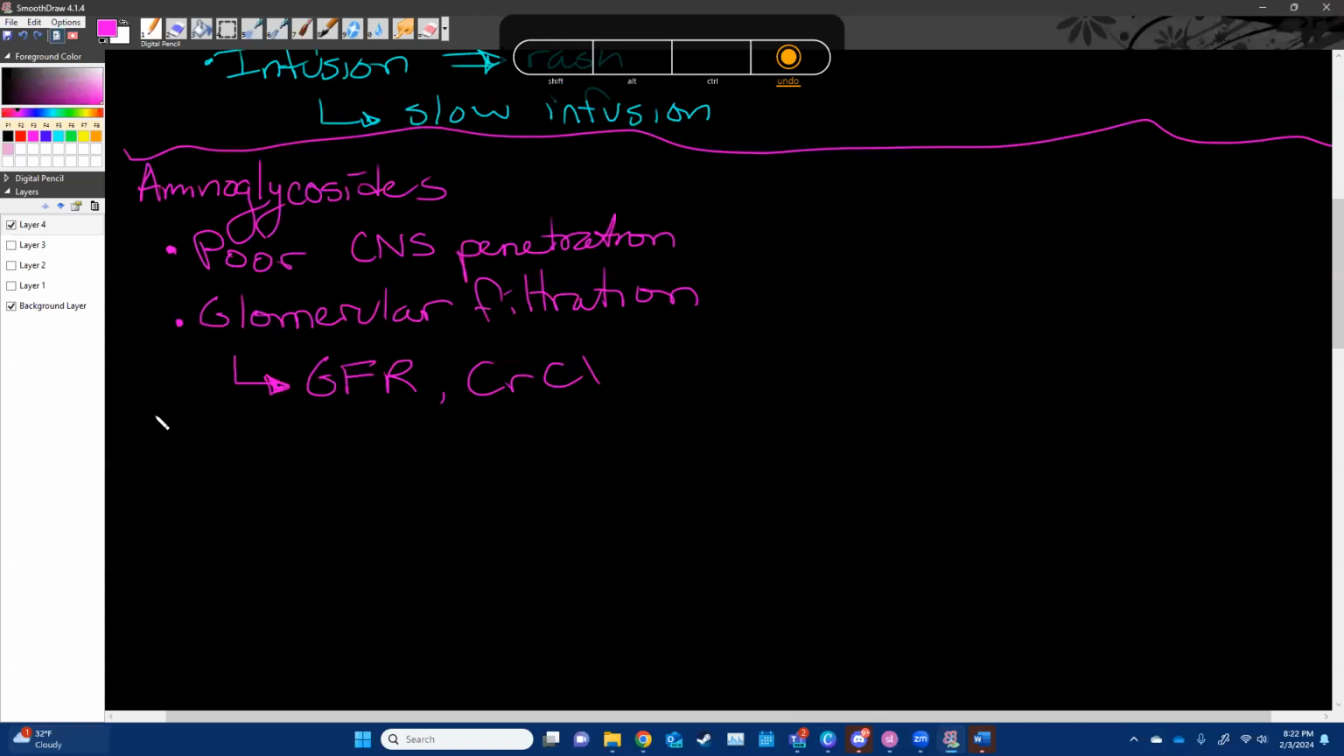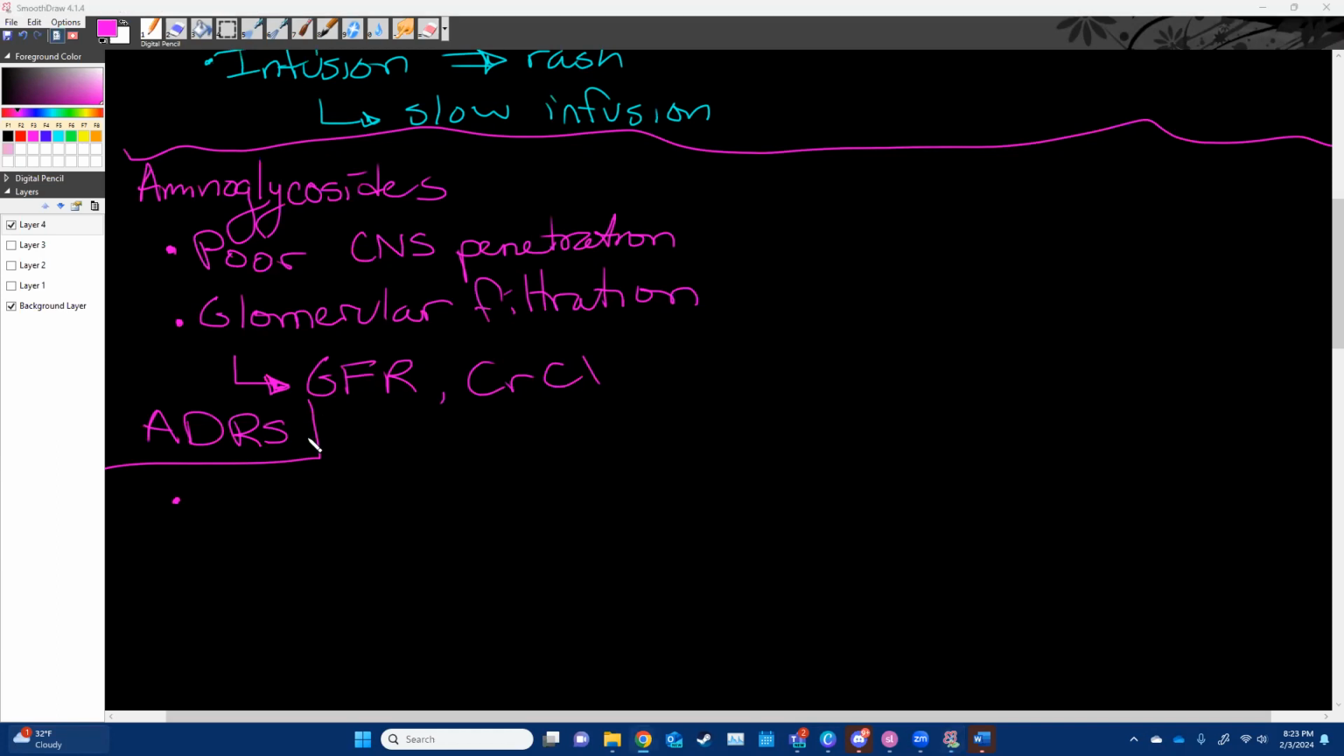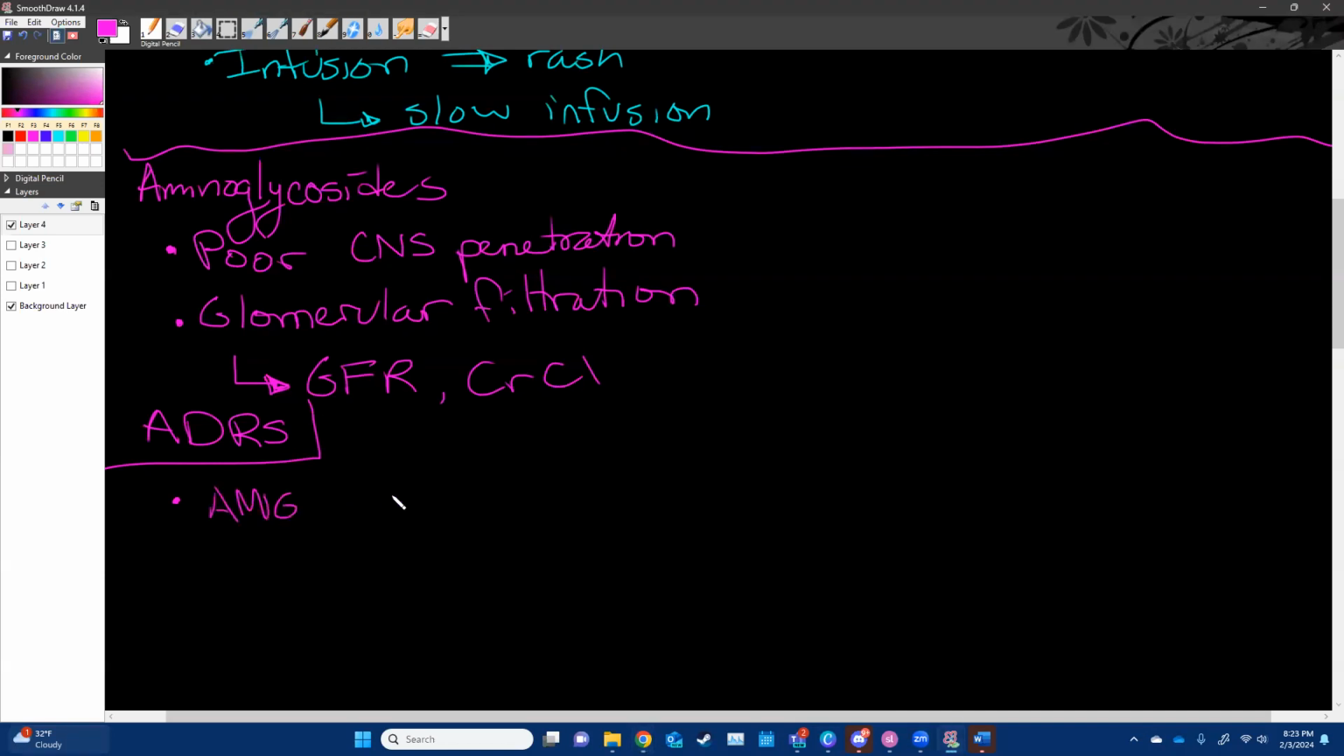All right, ADRs. When you have a drug that is very, very effective at killing things, you have a drug that is very, very good at causing lots of issues. Aminoglycosides cause nephrotoxicity. What this means is that we're going to have ATN, necrosis, rather than nephritis, which is inflammation, right? So we're physically going to be destroying the renal tubule.